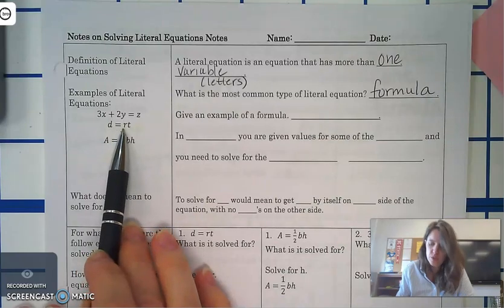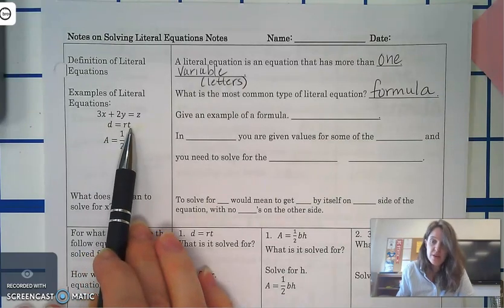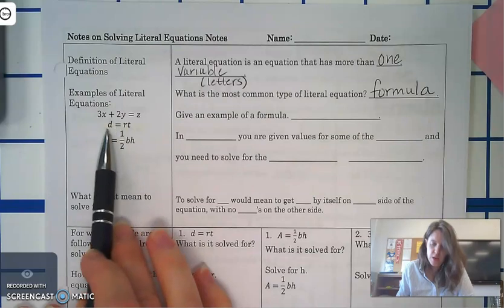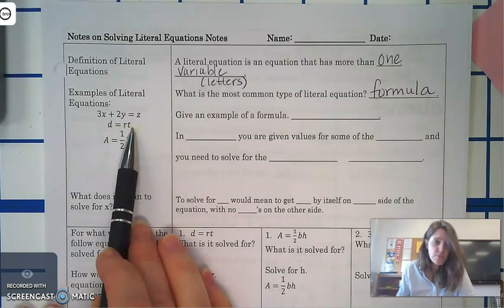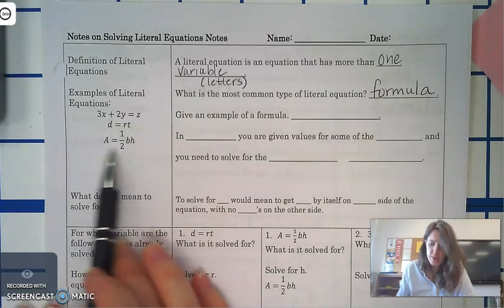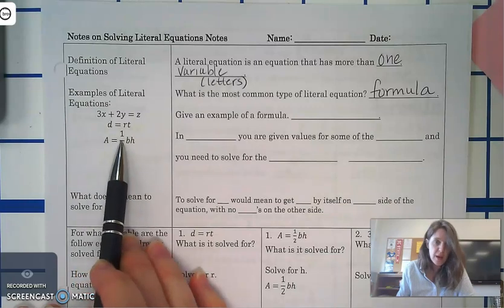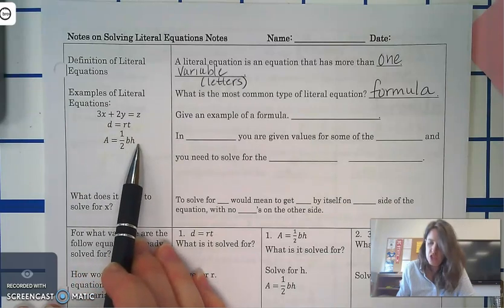So distance equals the rate times the time. The letters in this actually stand for things in real life, right? So distance is calculated by multiplying rate times time. Or the third one is from a geometry class, right? The area of a triangle is equal to 1/2 the base times the height, right? The b times the h.